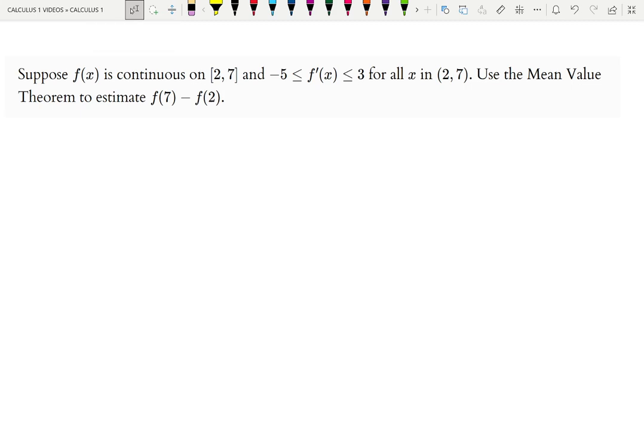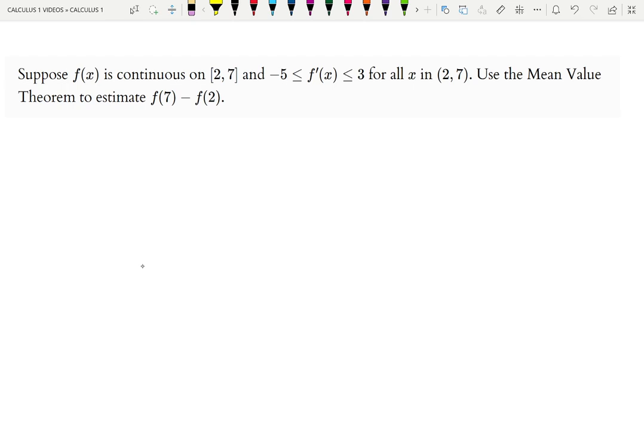Let's learn some applications of the mean value theorem. Suppose we have a continuous function f on the interval [2, 7], and we don't know much about this function, but we know from some data that its derivative is bounded by -5 and 3. So let's say we know the speed of the rocket, but not the location of it, right?